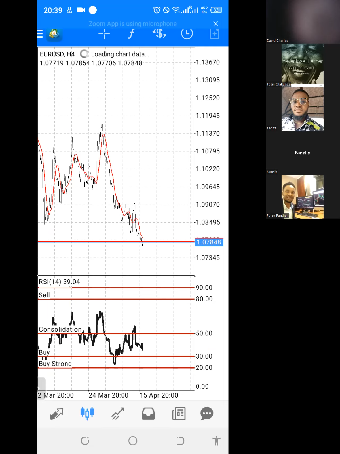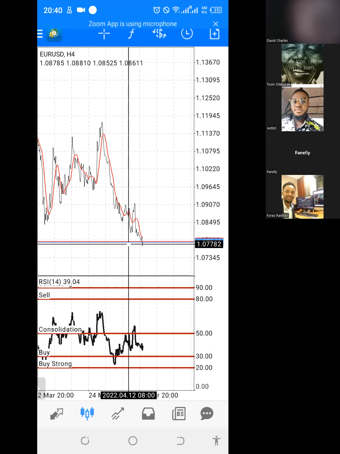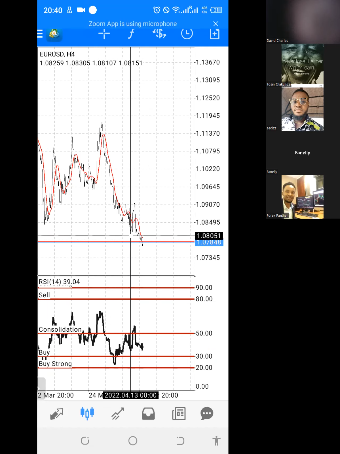Okay, I'm going to come here. So this is the Euro USD chart, right? This Euro USD chart. Yes. So let's say I want to enter at that price. So that price is zero. Where is it? No, sorry. 1.08. 1.08051.